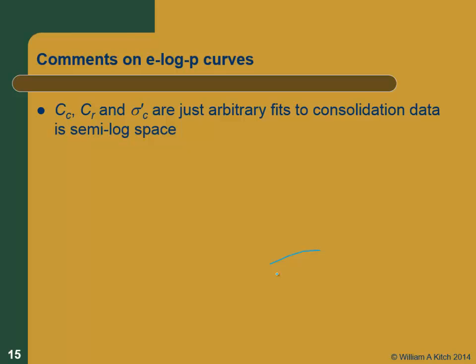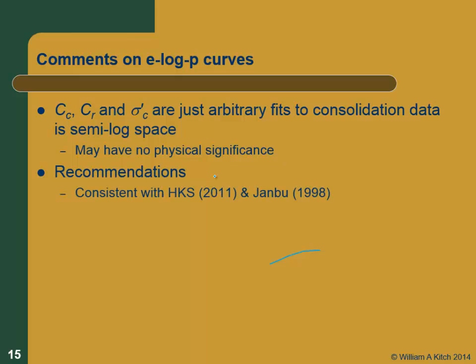So these parameters, C sub C, C sub R, and sigma prime C, or C sub E alpha, C sub alpha, or C sub R alpha, these are just fits to the data in semi-log space. That's all you know for sure. There may or may not be any physical significance to them. So what are my recommendations?